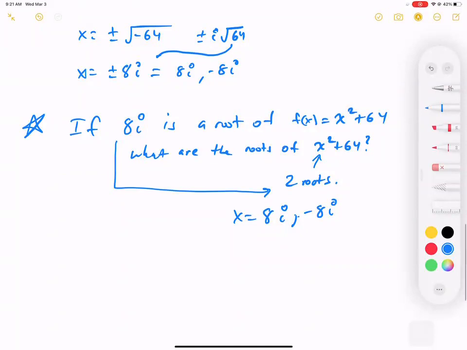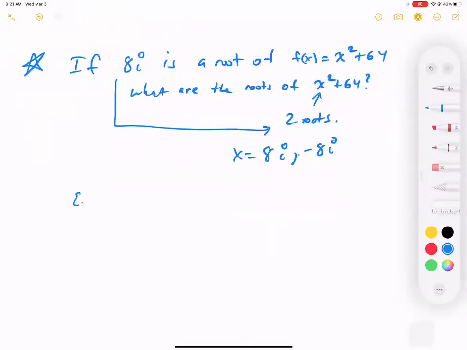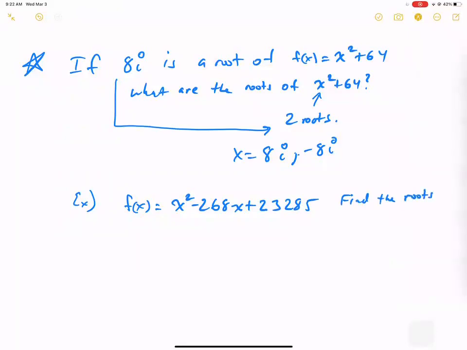Now, here is another example. If I gave you f of x is equal to x squared minus 268x plus 23,285, and I say find the roots. Well, we could do the quadratic formula, x equals negative b... And you could cry when you're looking at these numbers because they're gigantic, right? But IXL is going to also tell you this: one root is 134 plus 73i. So they're going to tell you one of the roots.